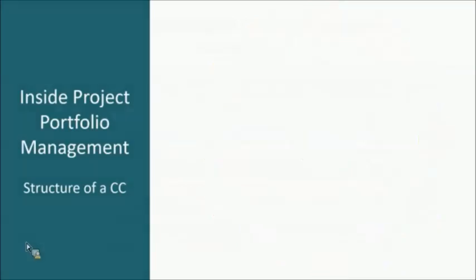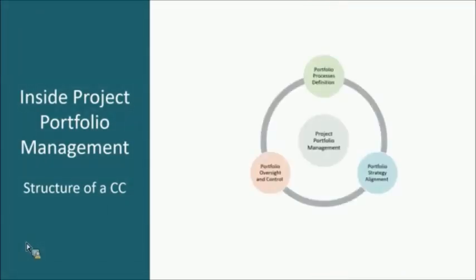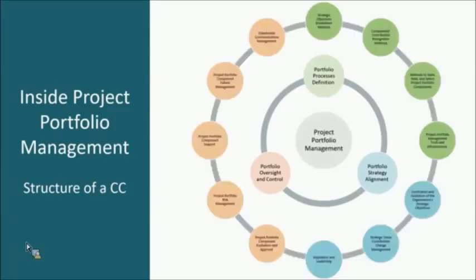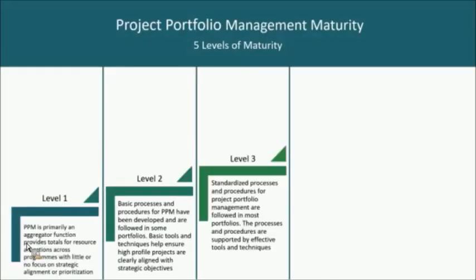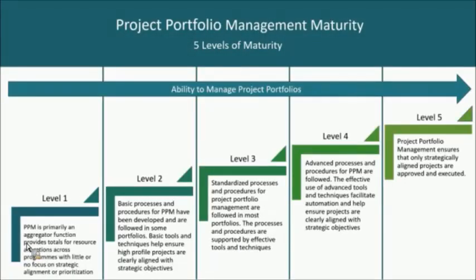And how does the structure of the CC support that? Once again, we have 3 categories: portfolio processes definition, portfolio strategy alignment, and portfolio oversight and control. And once again, we have the critical capability building blocks which support that. And here we have 12 of them. And as always, we have our maturity level. There's no surprises here. Level 1, level 2 is pretty much the standard maturity across our benchmark at the moment. Project portfolio management is an aggregator function.